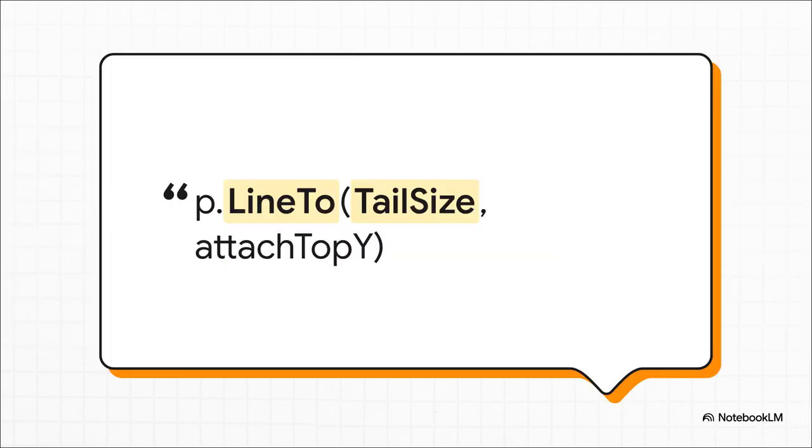And this right here, this line of code is the magic moment. p.line2 is basically the command that says, hey, draw a straight line from where you are now to this new coordinate. This single instruction draws that angled edge of the tail, and just like that, it transforms a plain old rectangle into a speech bubble. It's a perfect example of code acting as a blueprint.